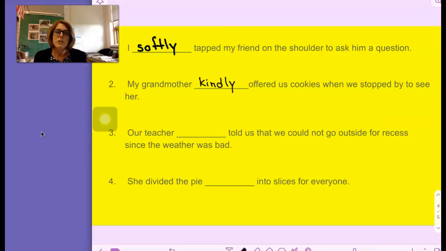Number 3, our teacher blank told us that we could not go outside for recess since the weather was bad. Our teacher, how did she tell us? She told us sadly.